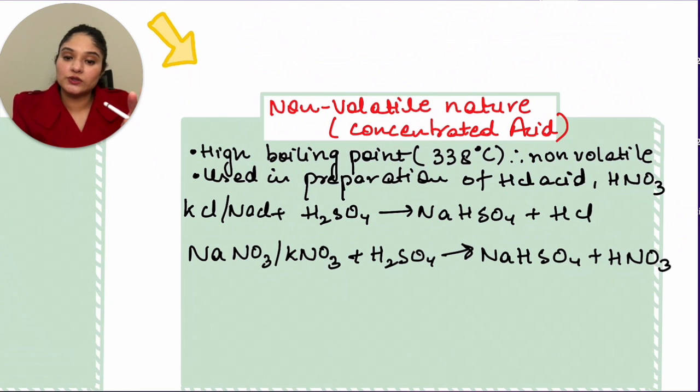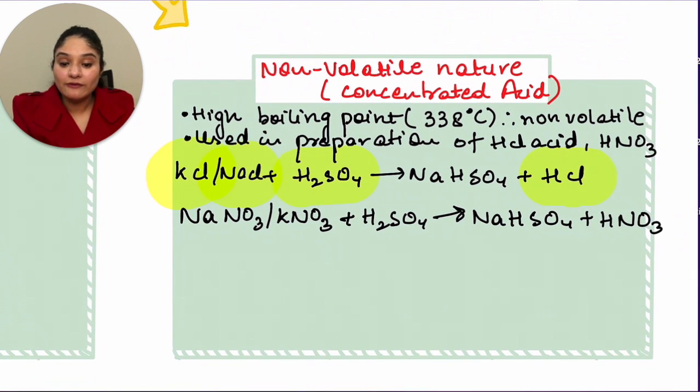The two equations that you have in the syllabus for this: your HCl can be formed either from NaCl, that is also preparation of hydrochloric acid, you can write that directly, or you can also use KCl. So KCl or NaCl reacting with H2SO4 giving you NaHSO4 plus HCl gas. Then you have NaNO3 or KNO3, depending on which one you want to remember. One of them you have to learn. That gives you NaHSO4 plus HNO3.